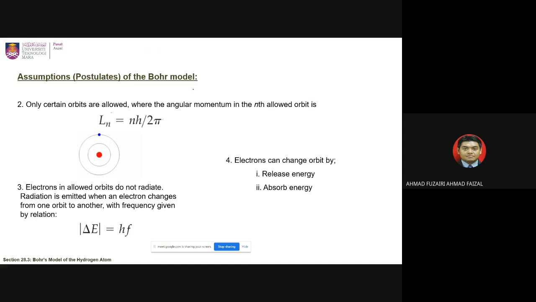angular momentum in the nth allowed orbit is L equals nh over 2 pi. This is the angular momentum; L is considered to be angular momentum. Remember, our momentum is p equals mv, but for the angular momentum, we will have L equals I omega.